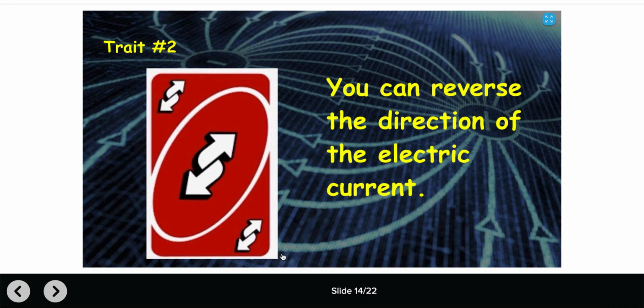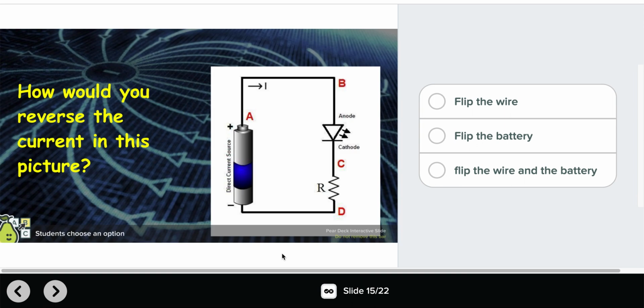Okay, trait number 2, you can reverse the direction of the electric current. So how would you reverse the direction of the electric current in this circuit displayed in the picture? Would you flip the wire, flip the battery, or flip the wire and the battery? Okay, hopefully you picked one of those choices, trying to test your brain a little bit, and all you'd have to do is flip the battery around, and you would change the direction of that current.